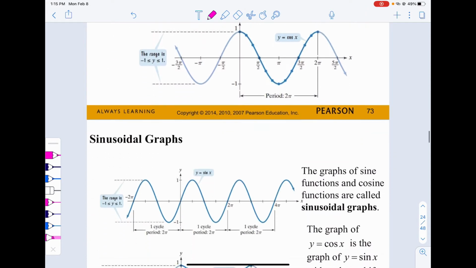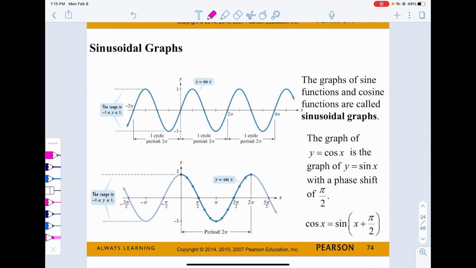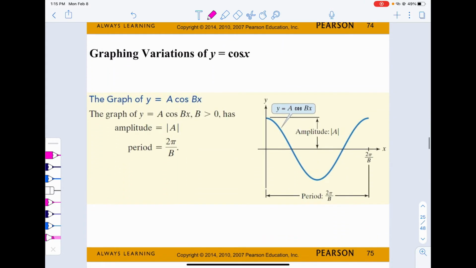So some sinusoidal graphs: we have our sine function at the top and our cosine function at the bottom. It says the graphs of sine functions and cosine functions are called sinusoidal graphs. It says the graph of y equals cosine of x is the graph of y equals sine x with a phase shift of pi over 2. So if all they did was take the graph of a sine function and shift it over by pi over 2, you'd end up with that cosine function. So they tell us that cosine of x is equal to sine of x plus pi over 2, with that phase shift in there.